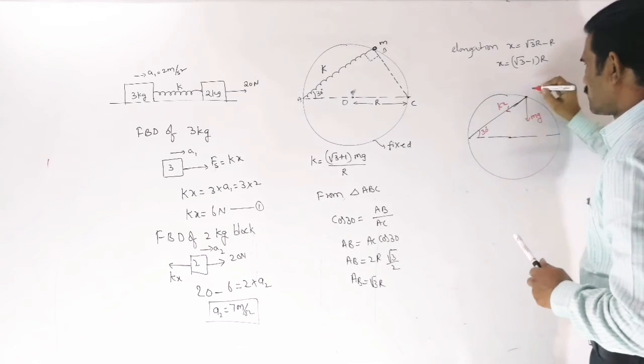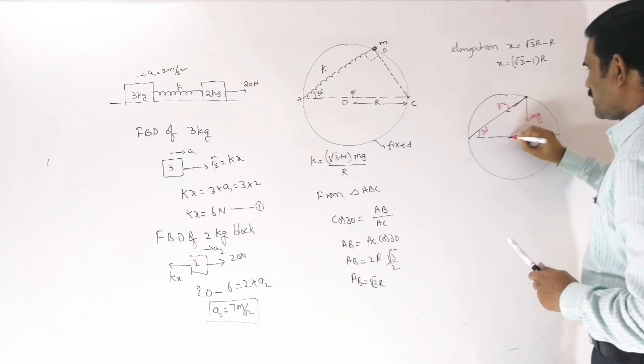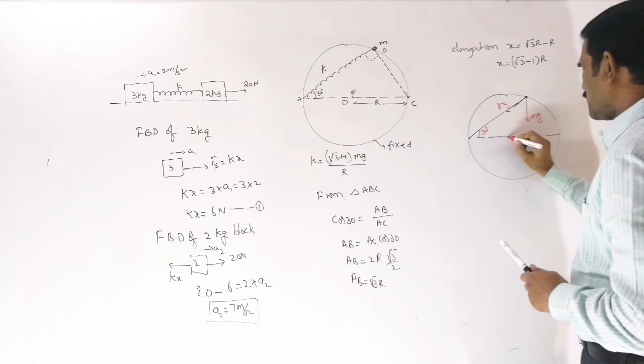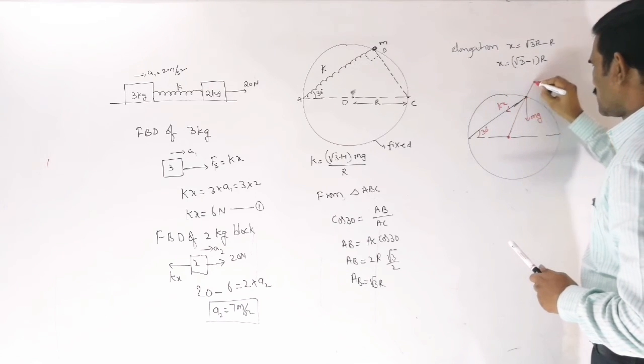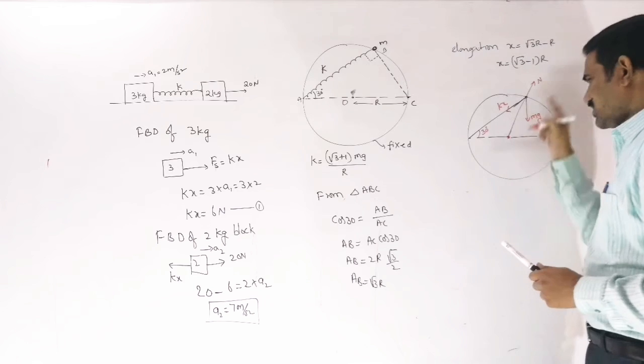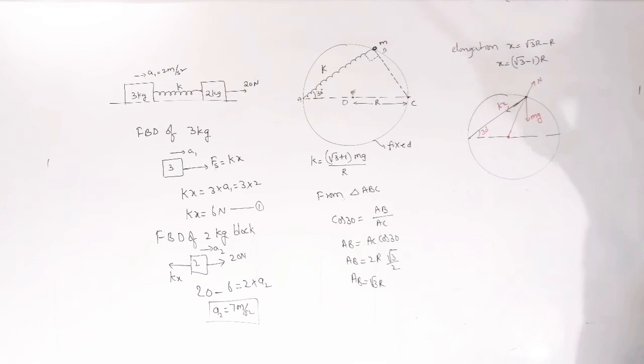So the normal reaction between the ring and this bead will be along this direction here. Suppose I am taking this as the center of the ring. So the normal reaction will always be along the center. Because normal reaction, as we discussed already, should pass through the center for circular objects or for spherical objects. So then these are the forces acting on this here.